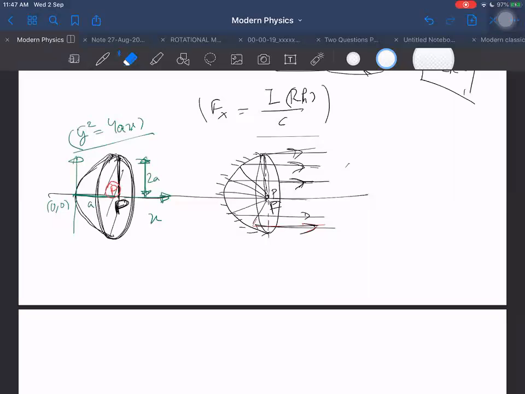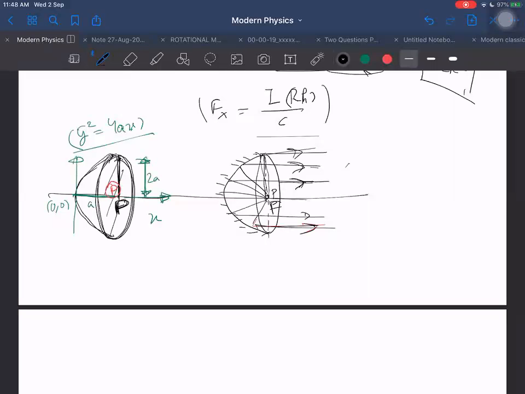P by 2C into pi R square. Pi into 2S square. P by C. P by 2C. 8P by C. P by C, P by 2C. Two answers. Let us check now what will be the right answer.